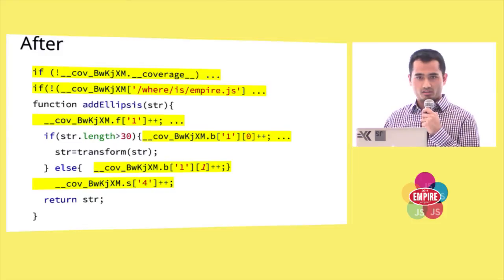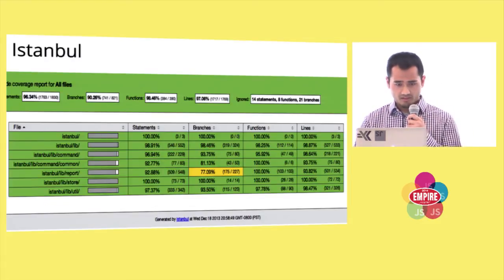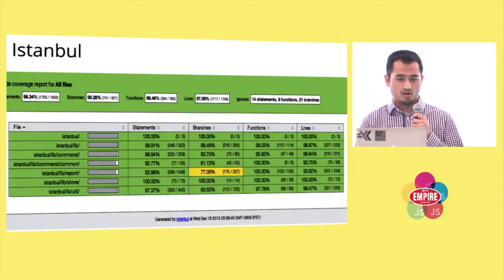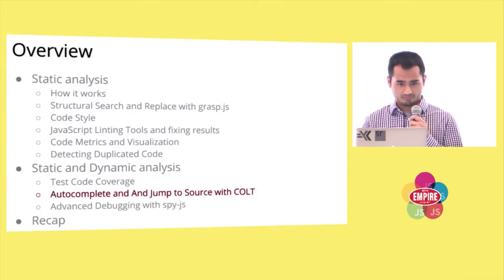So after the instrumentation, I would run all of my tests, and then I could look at the report. For example, this is the report. And as you can see here, most of the things have good coverage, and I can see one of my modules does not have enough coverage. So I could go into that and make it better.